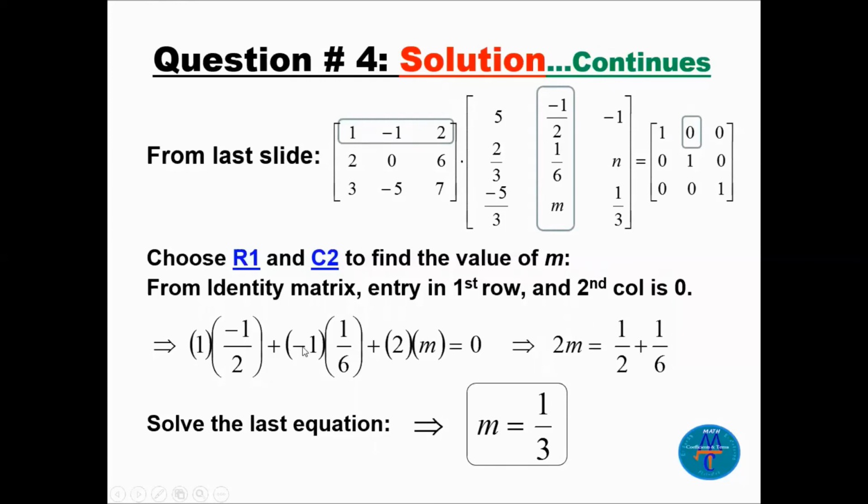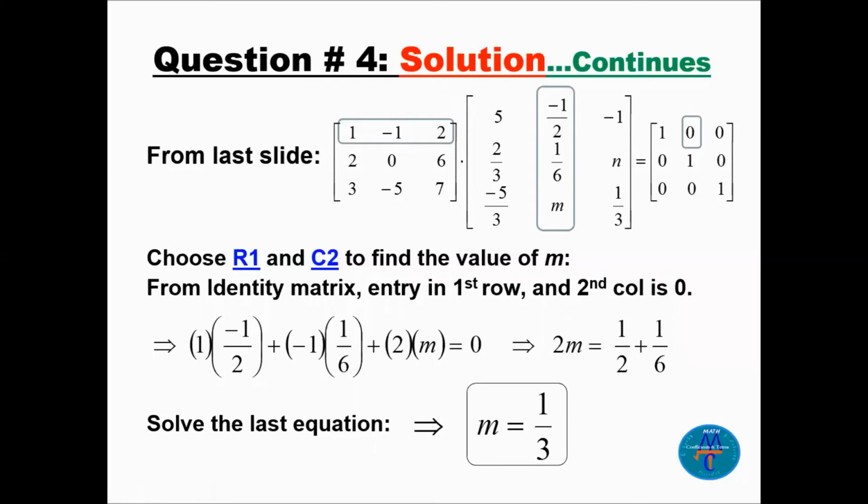Now a simple, easy linear equation. 1 times minus half, take it to the other side. Minus 1 times 1 over 6, minus 1 over 6, take it to the other side. 2m, solve for m, it will be 1/3. You can try it yourself, so easy.